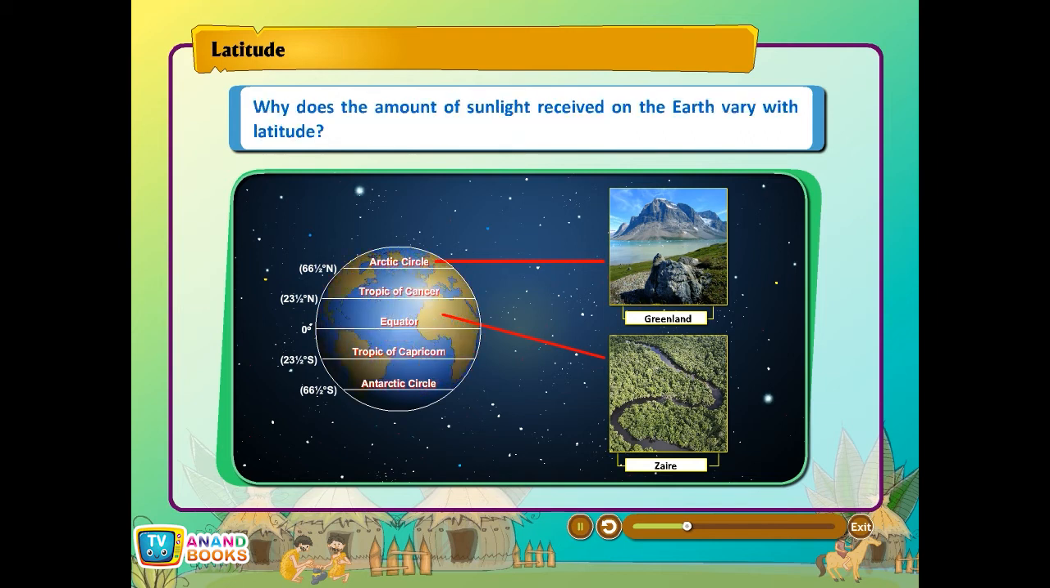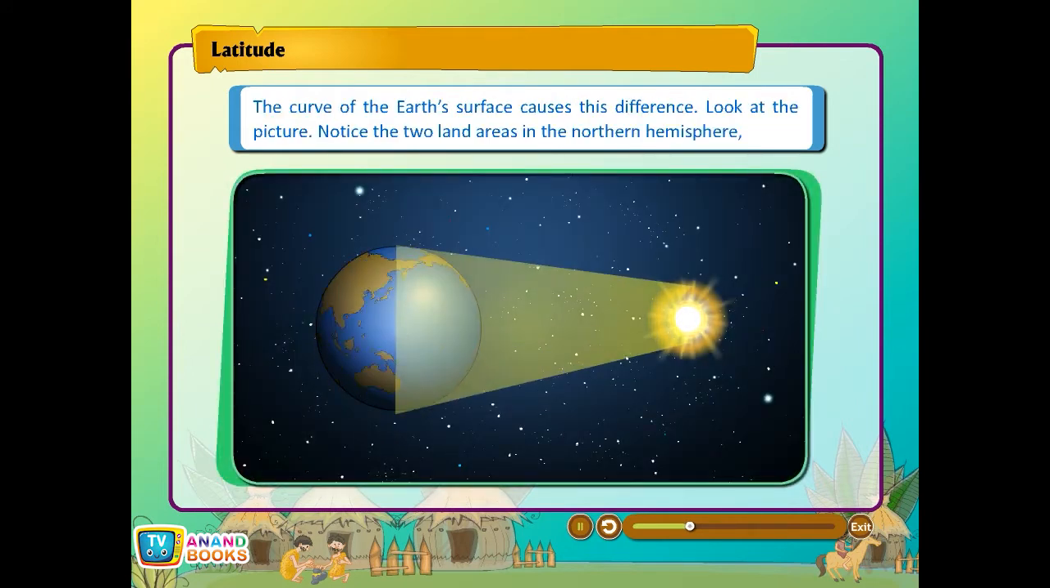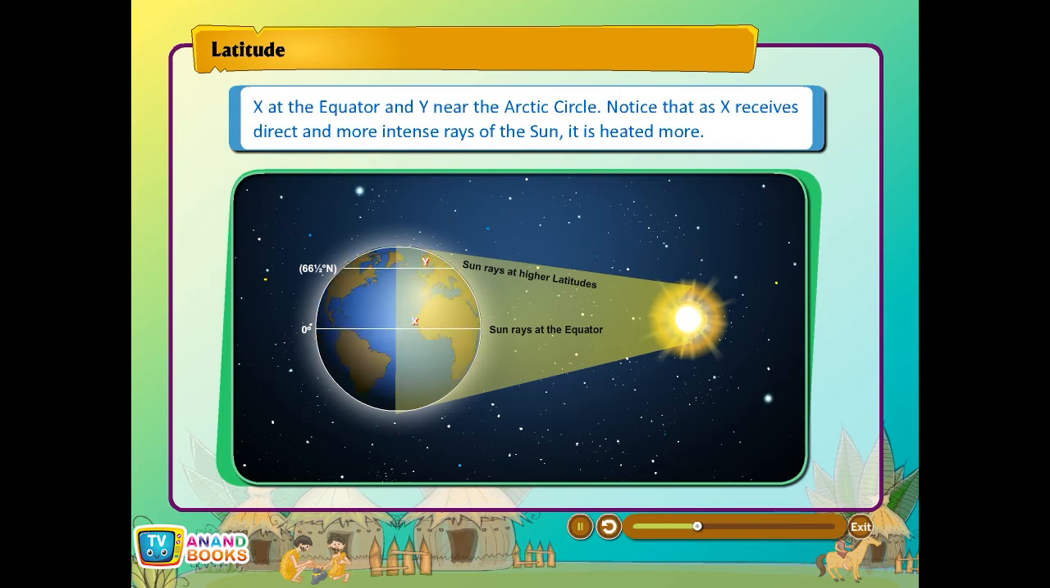Why does the amount of sunlight received on the earth vary with latitude? The curve of the earth's surface causes this difference. Look at the picture. Notice the two land areas in the northern hemisphere, X at the equator and Y near the Arctic Circle. Notice that as X receives direct and more intense rays of the sun, it is heated more.